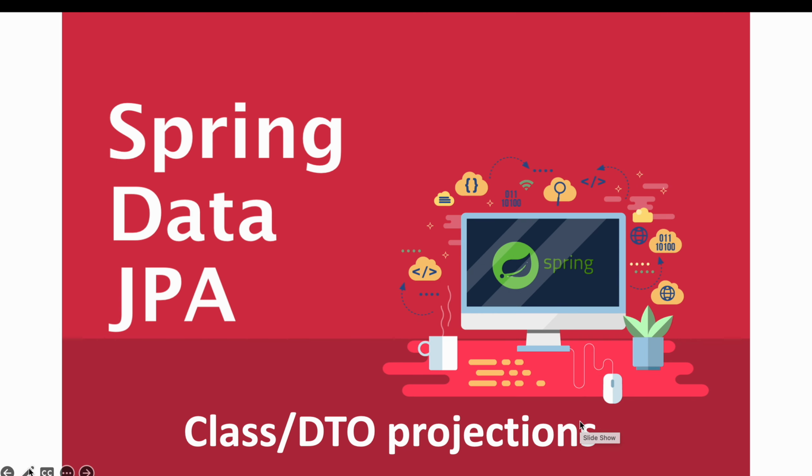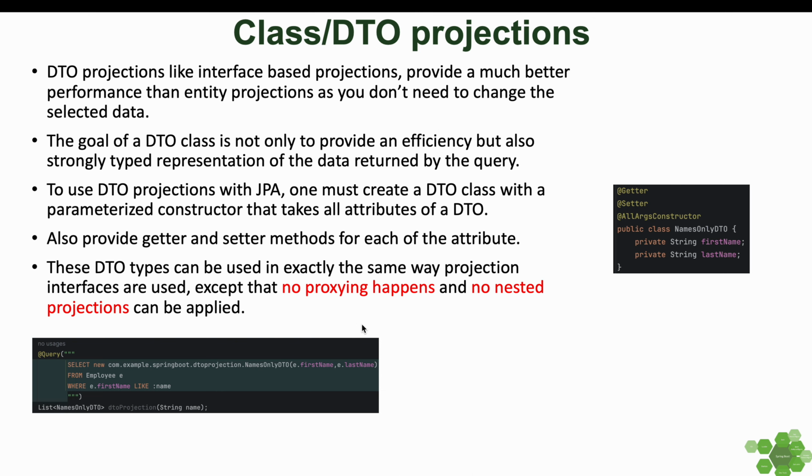Welcome to Java Space. In this video, we are going to talk about class projections, or you can call them DTO projection if you want. A DTO projection, like interface-based projection, provides much better performance than entity projections, as you do not need to change your selected data. The goal of a DTO class is not only to provide efficiency, but also a strongly typed representation of the data returned by the query.